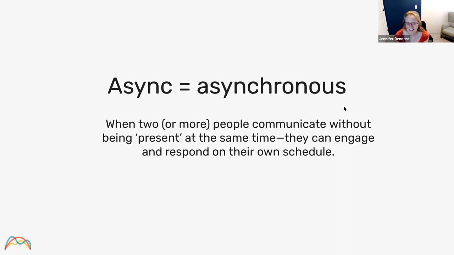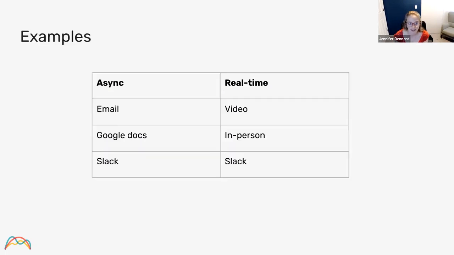So async is asynchronous. And so this is the idea when two or more people who are communicating don't have to be present at the same time. So they can engage and respond on their own schedule. And so this can happen in different ways. So async might be your emailing, if you don't have to actually respond at exactly the same time that someone emails you, or a comment conversation in Google Docs where folks are responding and collaborating.